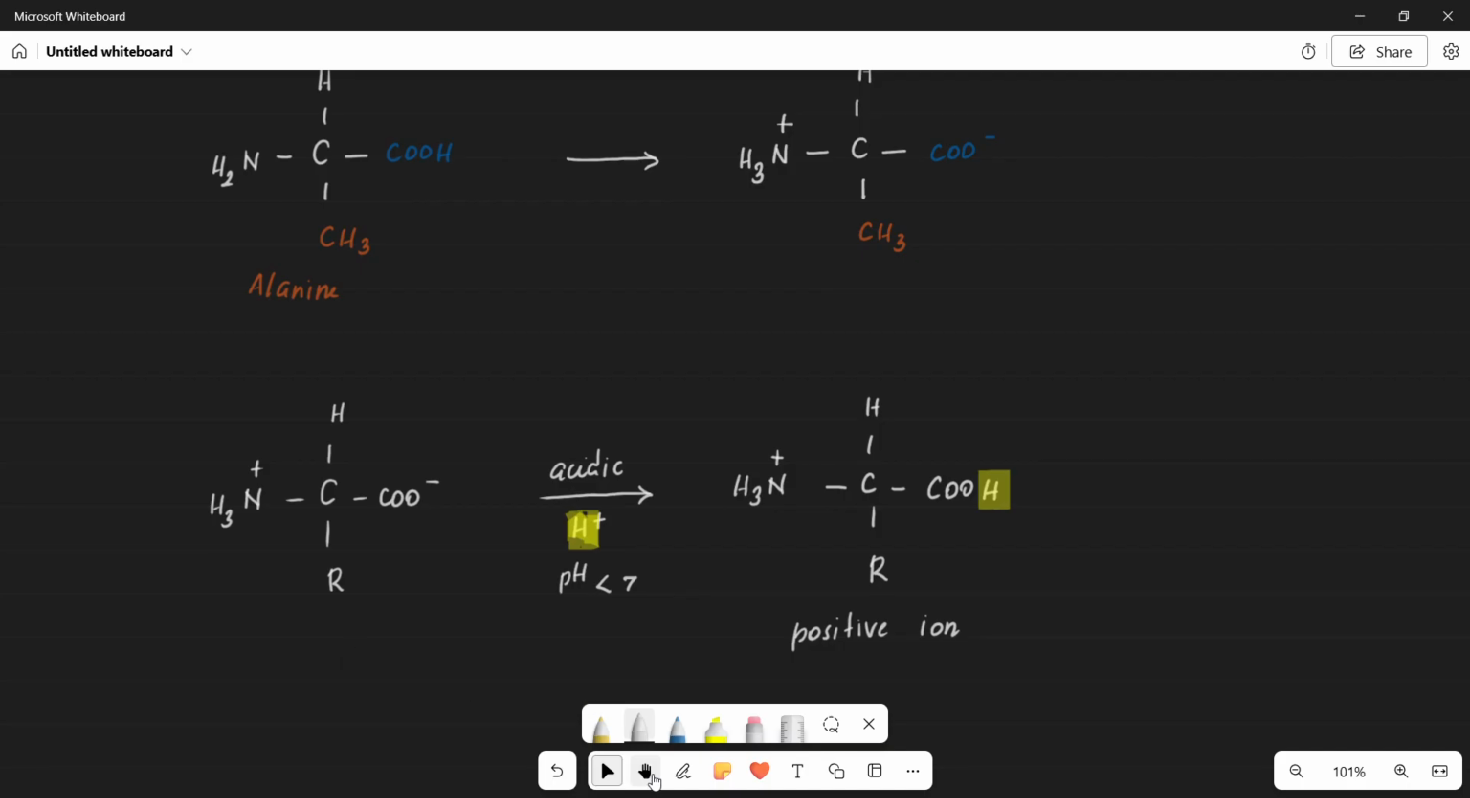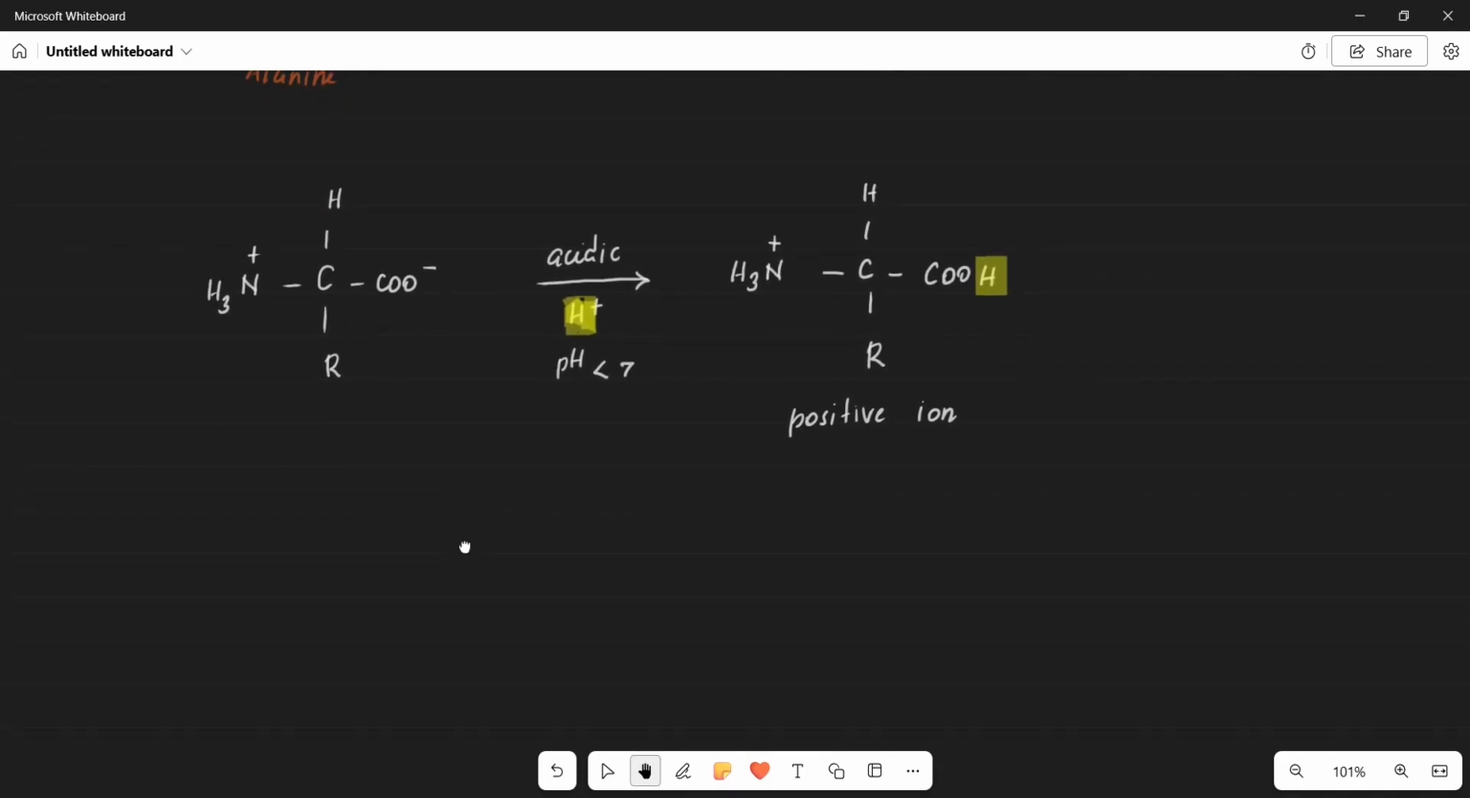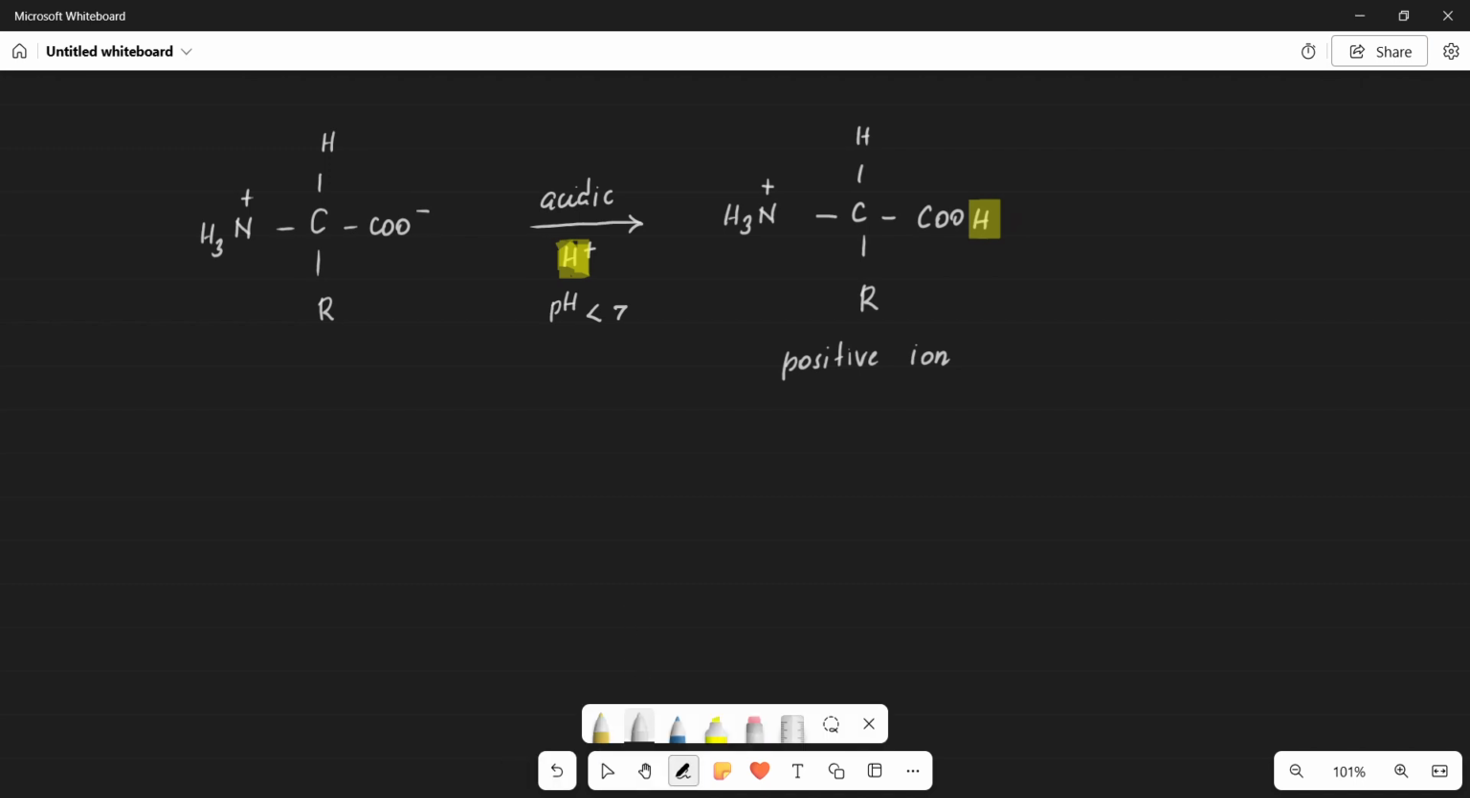If suppose I am having a basic medium, everybody knows what is a basic medium. The basic medium provides OH minus ion. Again I am taking a general structure. If suppose the R is replaced by hydrogen, it is glycine. If the R is replaced by CH3 group, it is alanine. So now I am just taking general, then I am having a basic medium. Basic medium means it's going to provide OH minus. The pH will be greater than 7.